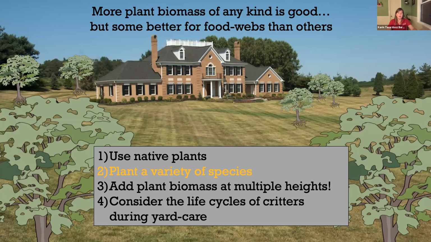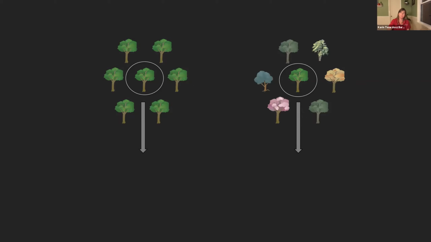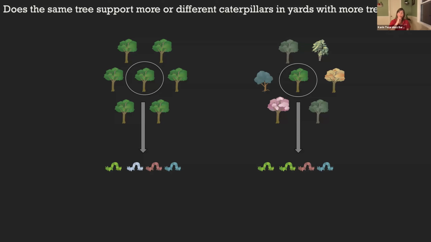So the second thing I want to discuss is planting a variety of species. Natives are better for insects, but should you just plant one kind of native across your entire landscape, or should you plant a diverse community around that? Does it matter? The question I wanted to ask here is essentially, if you plant the same tree, but you plant it in either a diverse yard or a monoculture yard, what does that do to the caterpillars that that single tree supports?